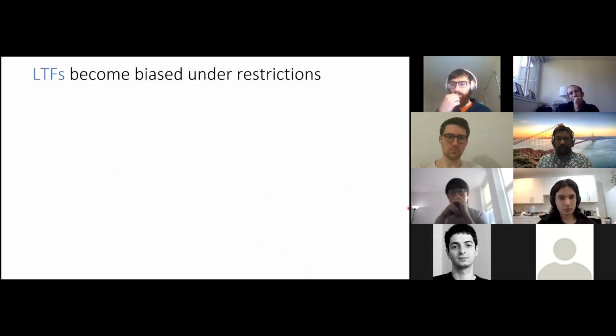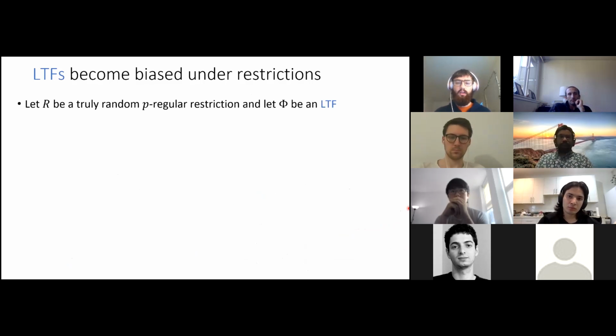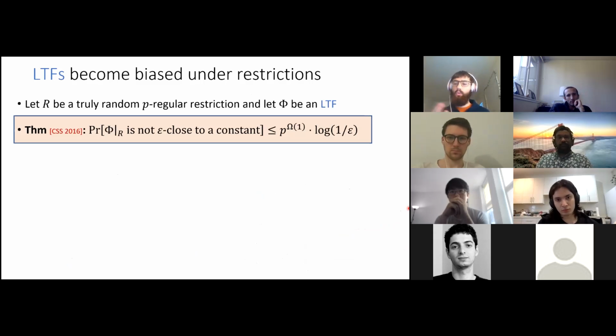Since we want to handle general LTF circuits, we do need to consider general LTFs with weights. So let me quote a result that's a generalization of what I had on the previous slide. Chen, Santhanam, and Srinivasan showed that when you do a truly random p-regular restriction, then an LTF will become epsilon close to a constant, except with this failure probability. Qualitatively, it's similar to the previous slide: it's like p to some small power times log 1 over epsilon.